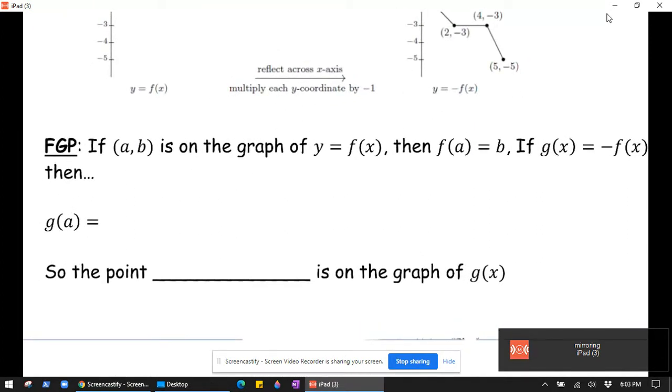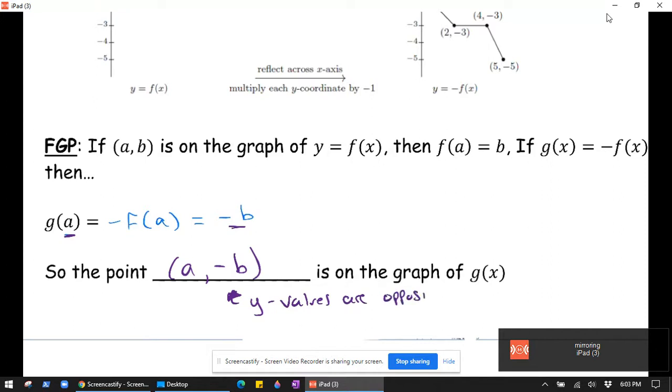using our fundamental graphing principle, which states that if (a, b) is on the graph of y equals f of x, then f of a equals b. So if g of x equals negative f of x, then when x is a, g of a would be negative f of a, which is negative b, since f of a is b. So that means we would plot the point (a, negative b) if we were interested in the graph of g. And so what this causes is a reflection over the x-axis. So I'm just going to say y values are the opposite of what they used to be.